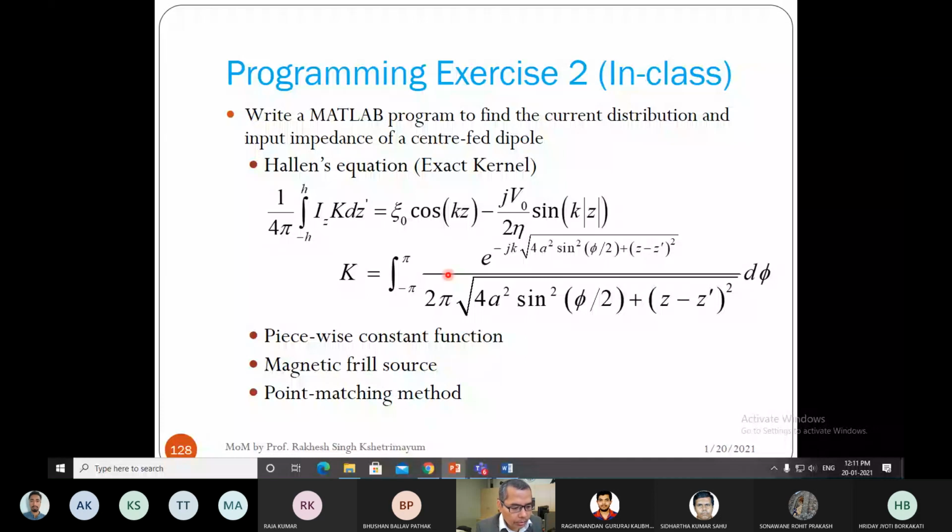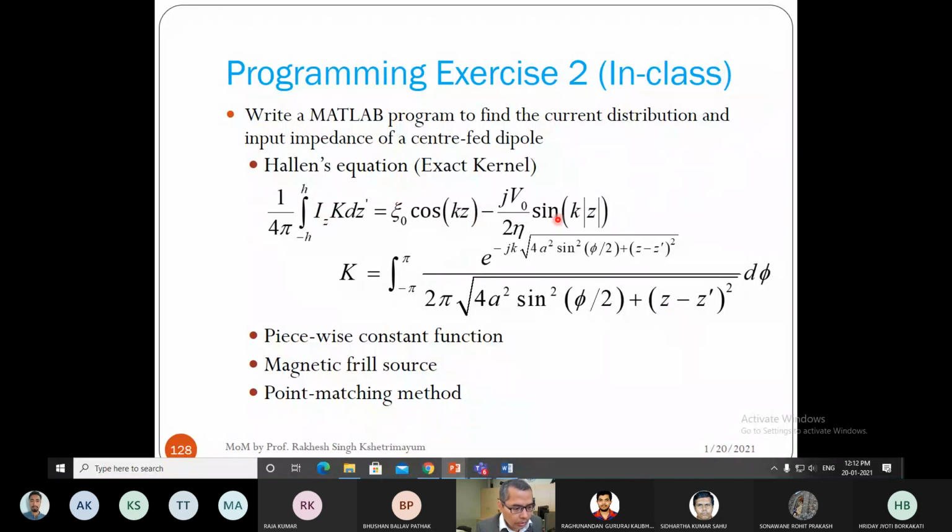You can derive this, but we will not derive it. We have done the simple case for Pocklington's. Hallen's also you can derive, but assume that the integral equation is given to you, since you want to learn MoM. You want to apply MoM and find the unknown current density on the wire dipole antenna. On the right-hand side, you have this term: one is a cosine function and one is a sine function.